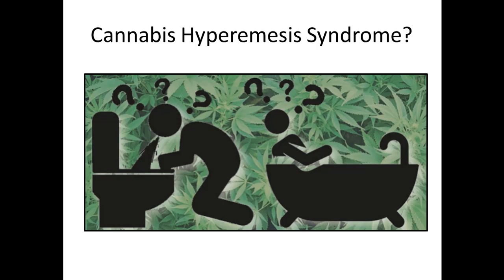Now, sometimes these patients can be pretty sick. They come in with pretty large electrolyte abnormalities. They can be tachycardic. They can be fairly dehydrated. One of the clinical clues that I use to diagnose this syndrome is I ask them what makes it better. And very frequently, they will say the only thing that makes it better is a hot shower. And once they tell me that, I'll ask about their cannabis use. And not infrequently, it'll be pretty frequently that they're using it.